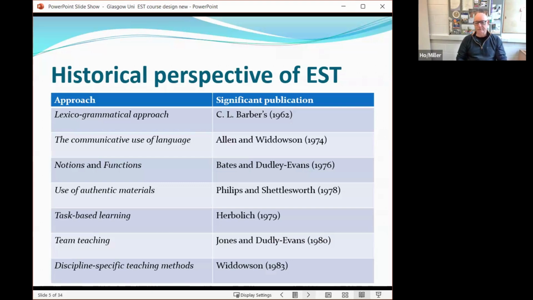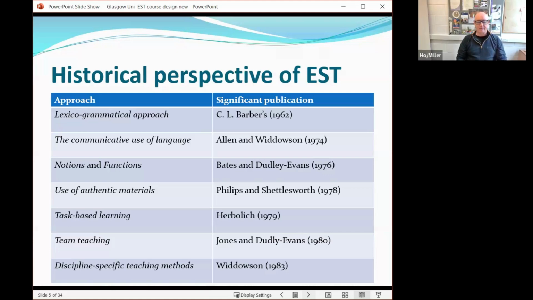Then we got into the idea of notions and functions in language teaching. And then, of course, we had a lot of emphasis on authentic materials. And that all came around about in the 1970s. Coming on from the communicative language teaching approach, we had the task-based approach, which was developed mostly in India, basically.